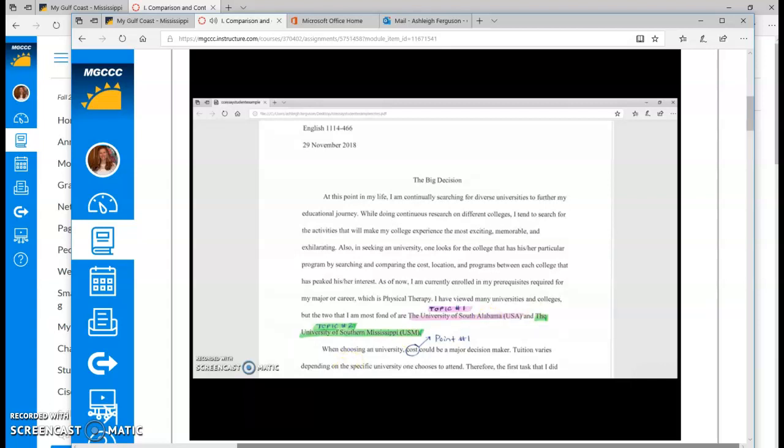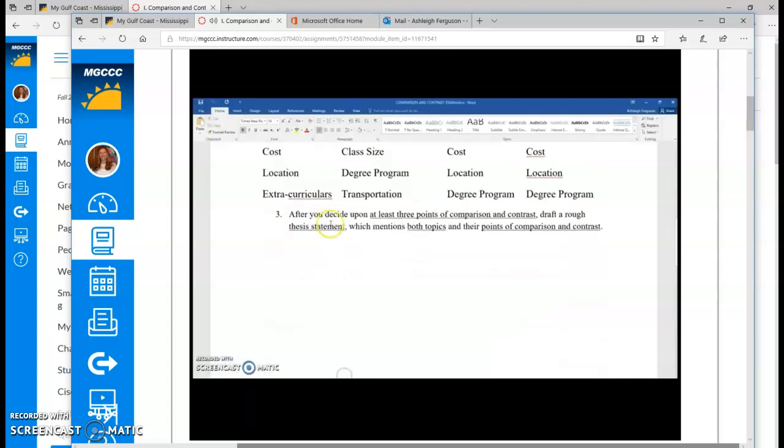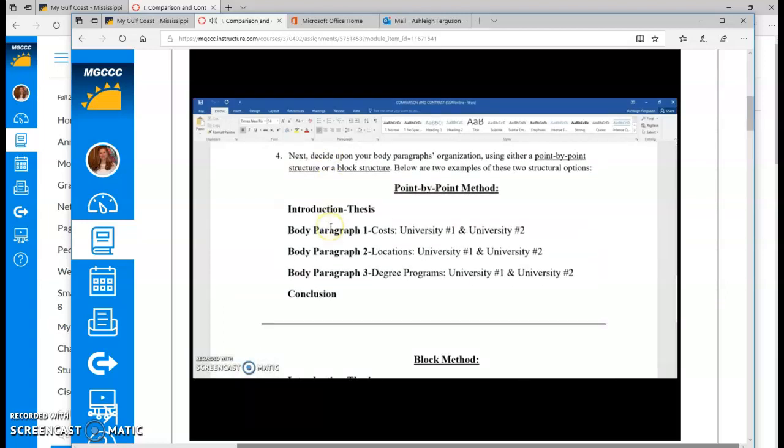Now, as far as the other part of the assignment, let me carry on. As I mentioned, you have 2 structural options for your essay. You have point by point, which the student example essay is, okay? And you're going to notice I kind of used his points as a guide. He has an introduction paragraph with his thesis. He has 3 body paragraphs where he discusses the first point, costs, the second point, locations, and the third point, degree programs. And then he discusses them in relationship to USA and USM. Okay, he does that throughout.